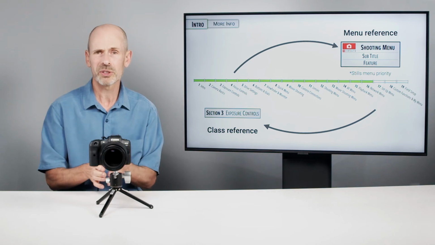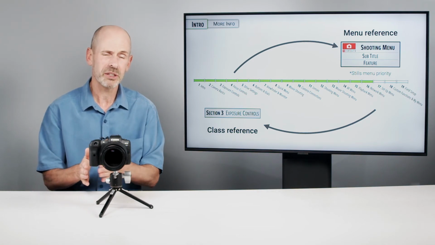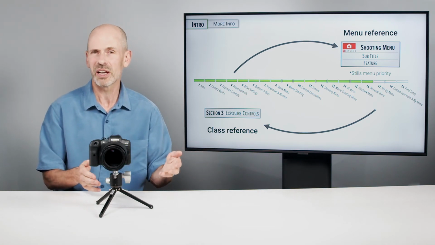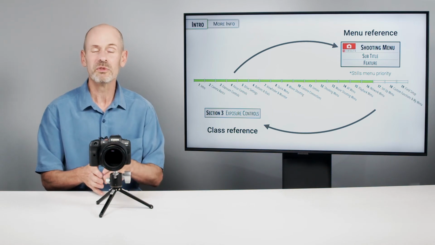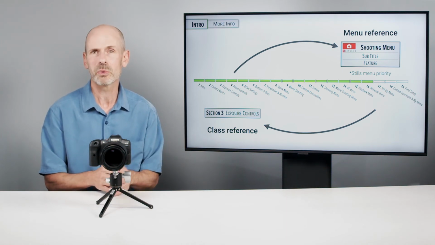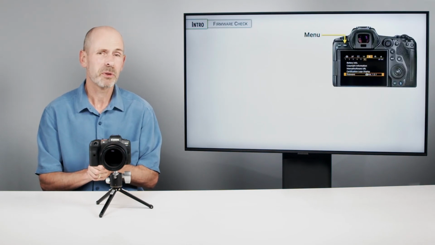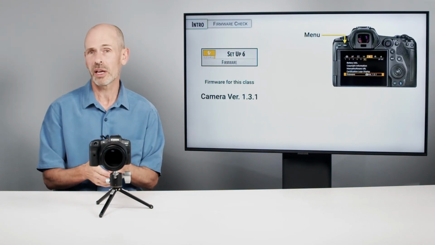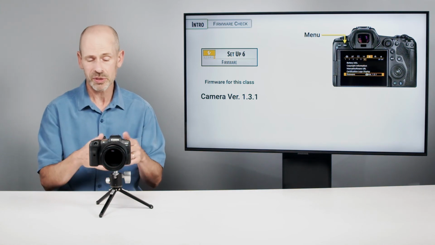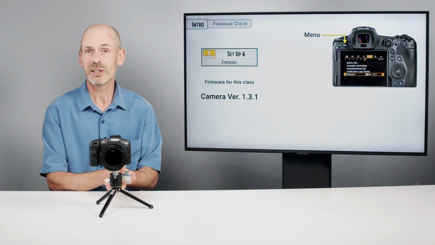So once you've watched the class the first time, probably in a sequential order, which is how I kind of designed it, after you want to review and things, then it's great to pop around to wherever you need to go. All right, firmware. Firmware is the software that runs the camera, and it also controls the look and what's listed in the menu system.